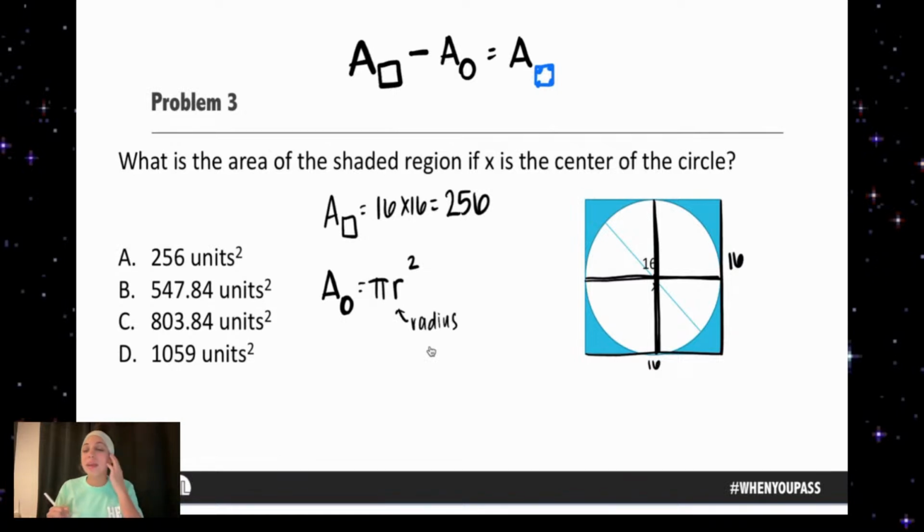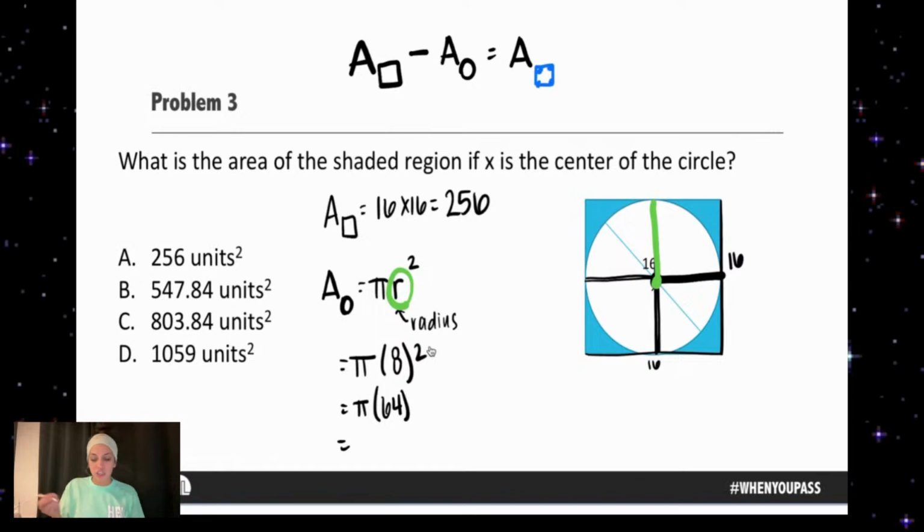Now, don't make the mistake of saying that the radius is 16. That is going to be one of the more common mistakes that people make, is that when they're in a rush, they're just going to throw 16 into there. However, it's actually going to be 8 because the radius is the distance from the center to the outside of the circle. And that is only half of 16. So I have pi times 64.